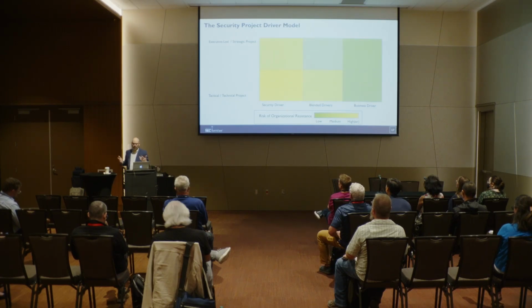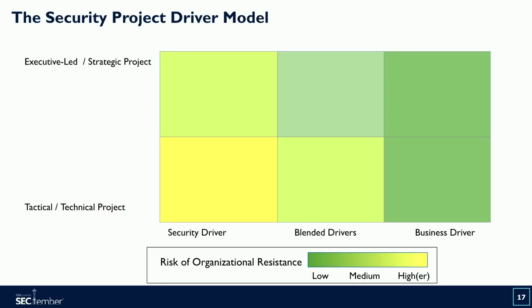Which brings us to this security project driver model. So really simple structure. And I know I'm breaking all the rules because it's a 2x3 matrix, not a 2x2 matrix, but I wanted to be an overachiever here. So the idea behind this is that the horizontal axis shows the degree to which this project is driven by security or driven by business or something in between. And the vertical axis is intended to show, is this something that's really more tactical? Is it a technical project? Or is it tied, more importantly, to a strategic initiative? Or is it driven by an executive champion?